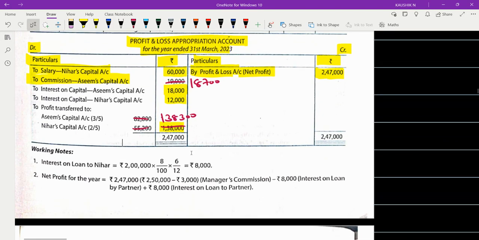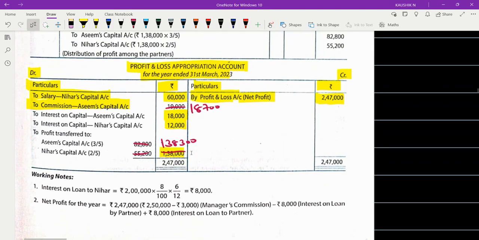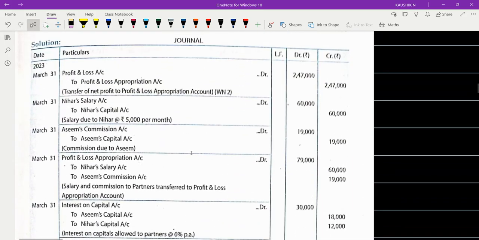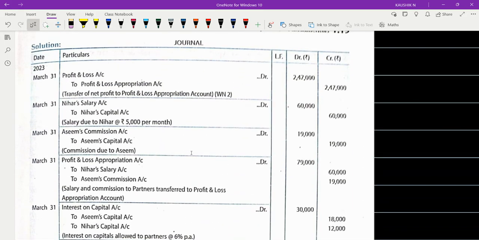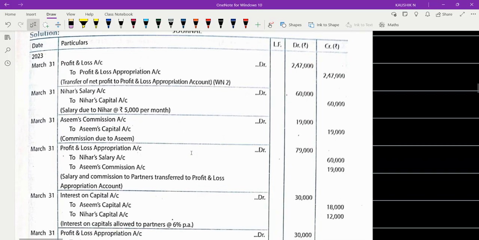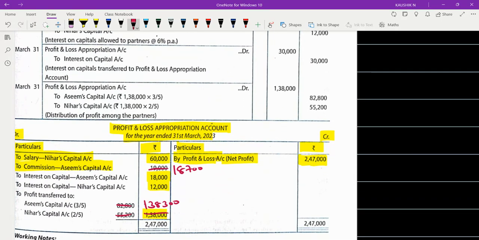So this is a calculation of your profit and loss appropriation account, and then here comes your journal entries. The journal entry is very simple. In your P&L appropriation account, you are showing the value of net profit, and this net profit is appearing on the credit side, in the profit and loss appropriation account. So there are two accounts: the profit and loss account and the profit and loss appropriation account. In the journal, if you have debited the profit and loss account, one day it will appear on the credit side of the P&L appropriation account.